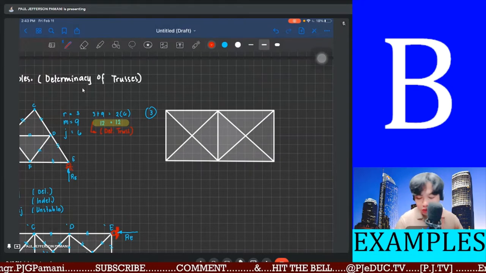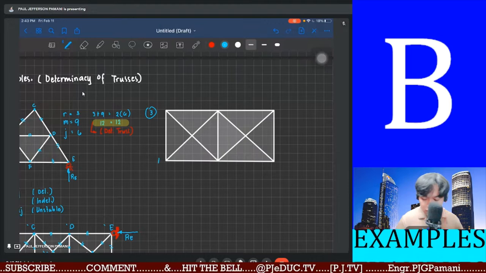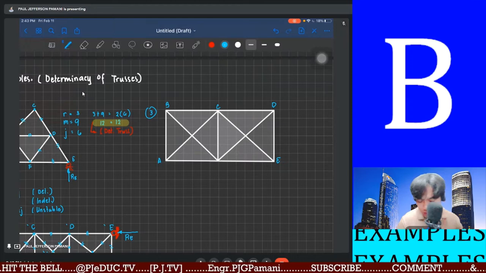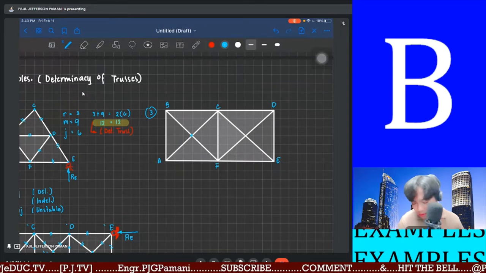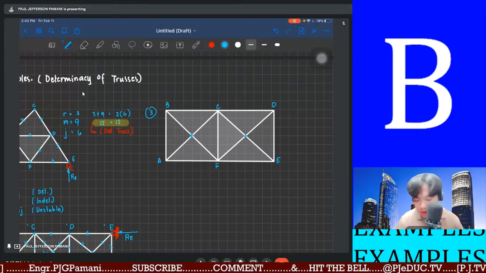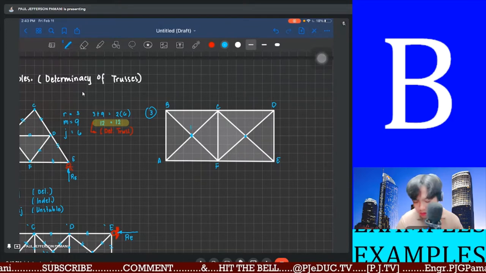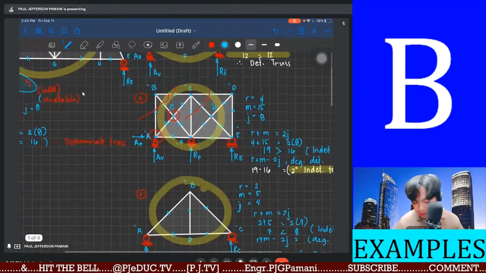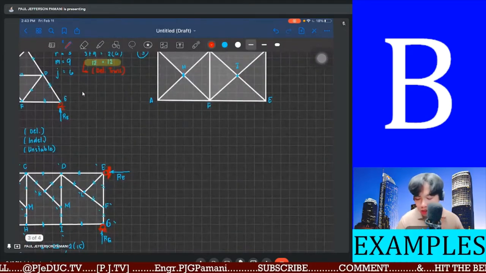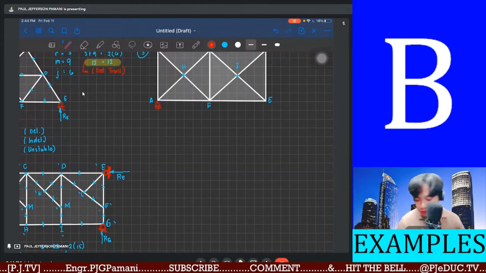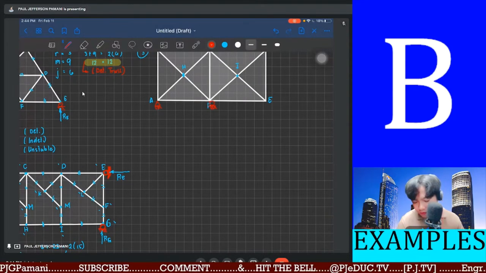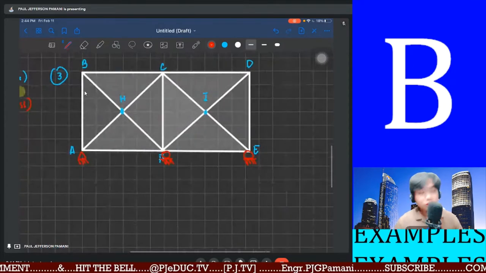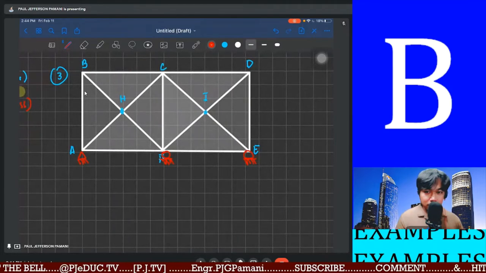Then, identify your joints. You have A, B, C, D, E, and F. Then, meron tayong joint dun sa cross-bracing na H, N, I. Meron ito eh. Nabigay ko ata yan. Ayan. So, we have here a hinge support at joint A, a roller support at joint F, and another roller support at joint E. Nakikita na maayos? Nababasa yung sulat ko?